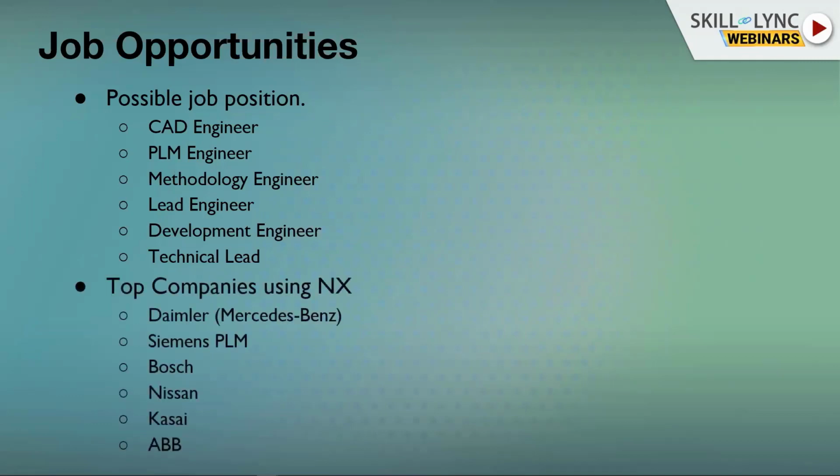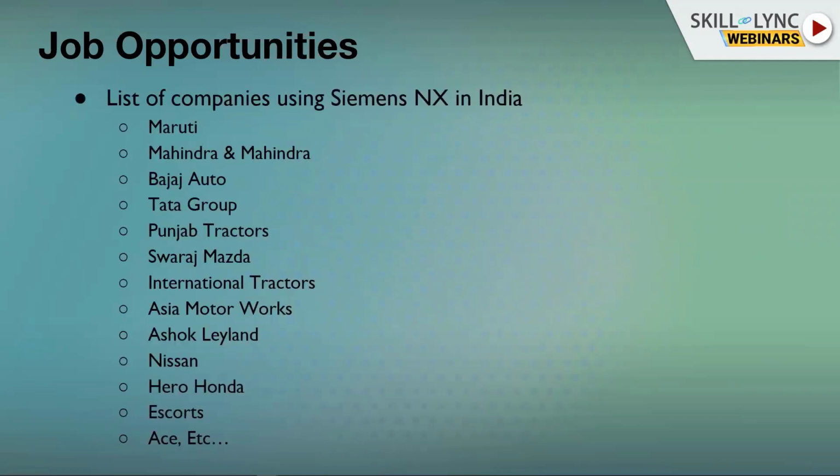And then what are the companies who use Siemens NX? Daimler, Siemens PLM itself, Bosch, Nissan, Kasai, ABB, etc. And what is the list of companies? If you are concentrating on India alone, then there are a lot of opportunities in this field. Like all these companies you see here, Maruti, M&M, Tata Group, International Tractors, all use Siemens NX in designing plastic parts. So for job opportunities also, there's no problem with plastic development using Siemens NX.